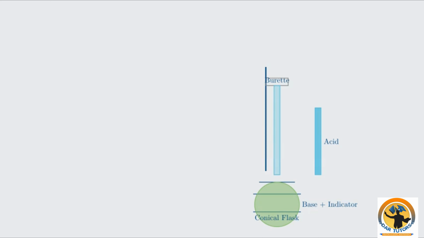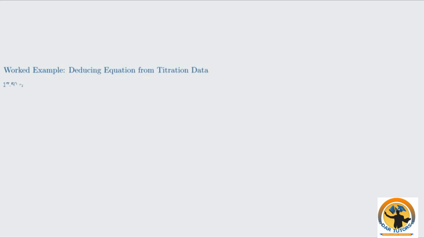their exact stoichiometric ratio. Let's work through an example where we need to deduce the balanced equation from titration data. Here we titrate phosphoric(V) acid with potassium hydroxide. We need to find the mole ratio of H3PO4 to KOH. First, calculate the moles of H3PO4. Moles equals concentration times volume.